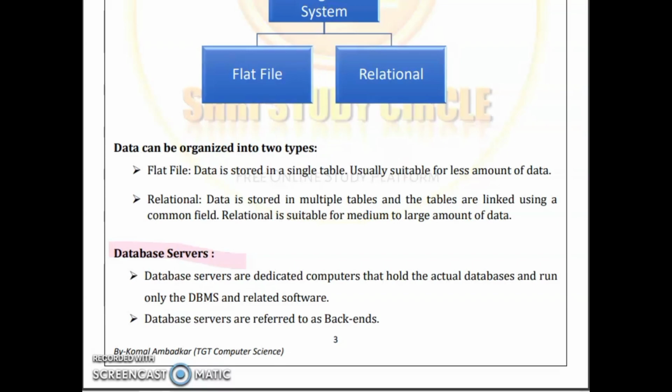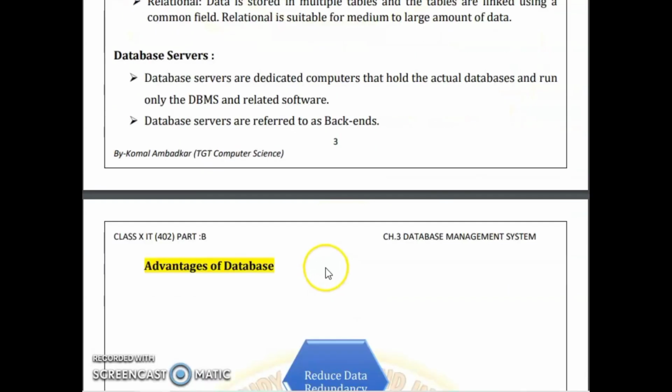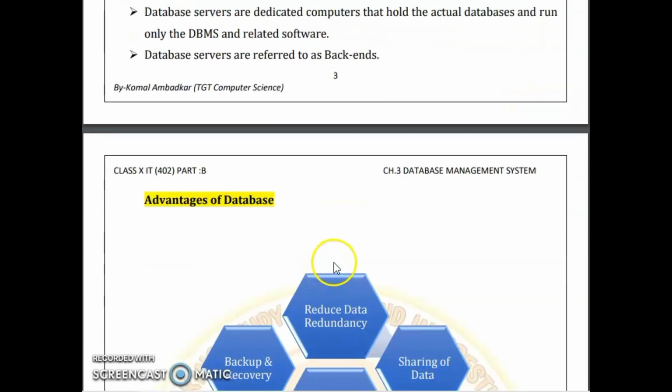Tables: all the data in a database is saved in the form of tables. Okay, and a table, we can say, is an intersection of rows and columns. So we can say here, a container of related data. Okay, so database servers are referred to as backend. The next is advantages of database.